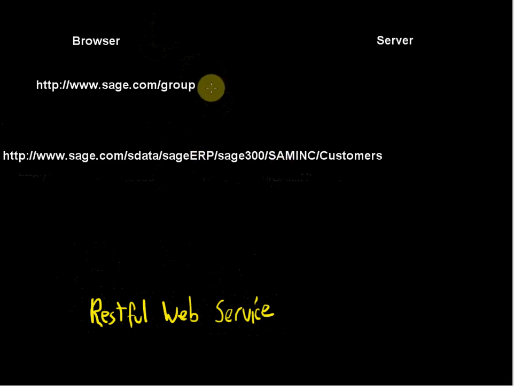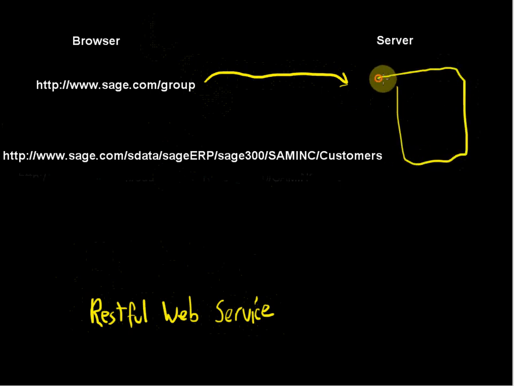Basically, this comes from leveraging what the internet already does. If you think about it, you enter something in a browser, like here, sage.com/group, which will get us the main page from Sage's website on Sage Group. You type that into your browser. It goes through the internet over to a web server in Sage's data center.